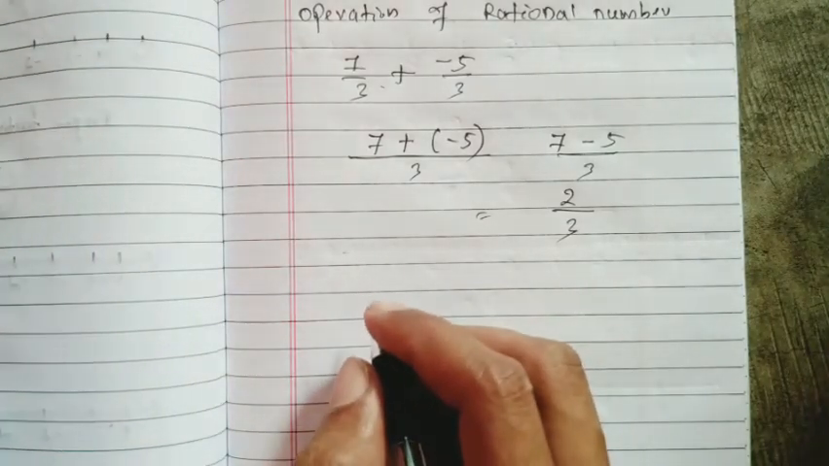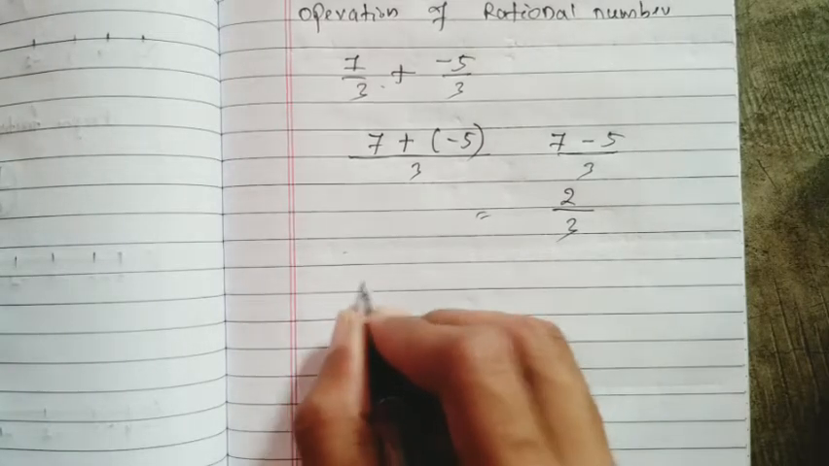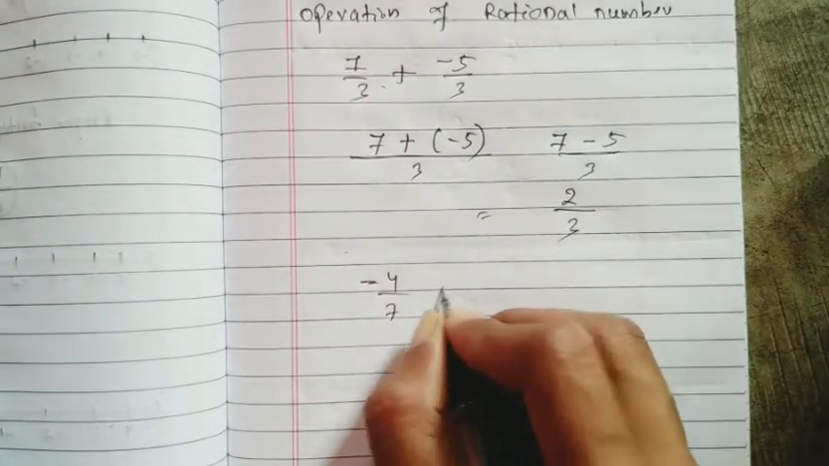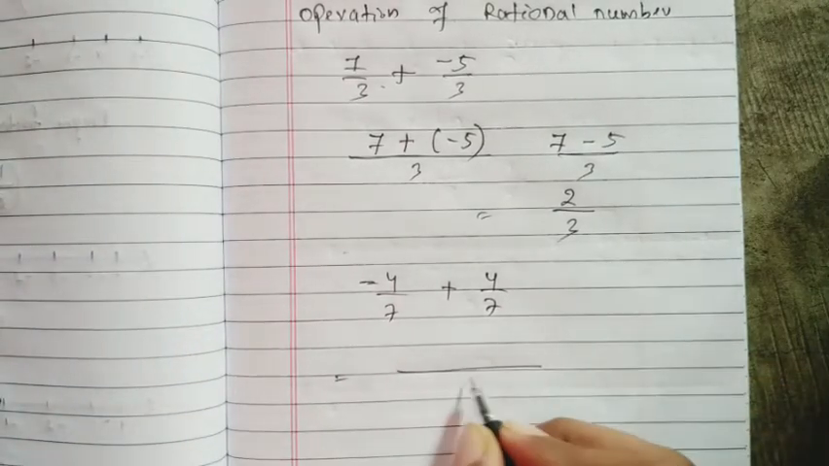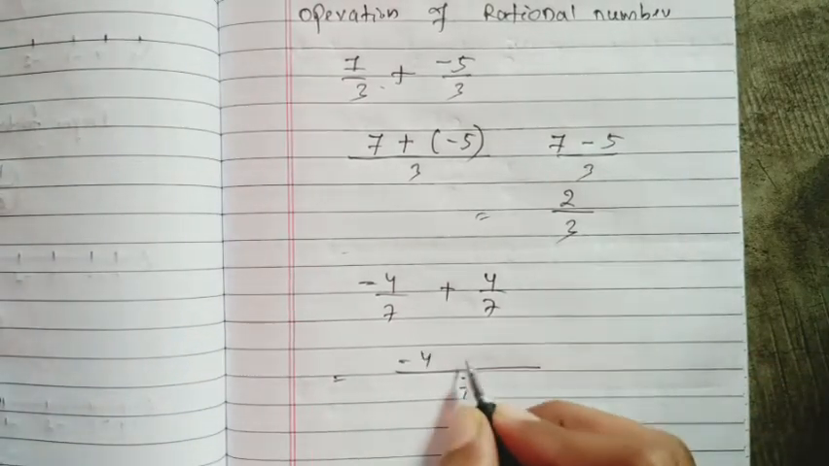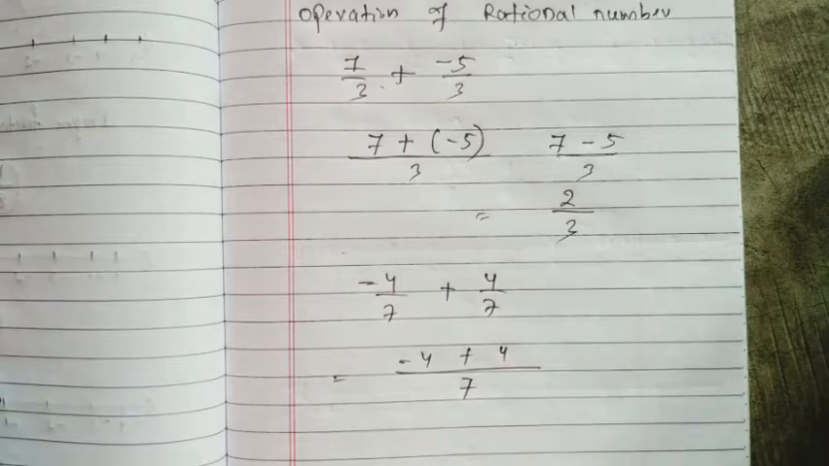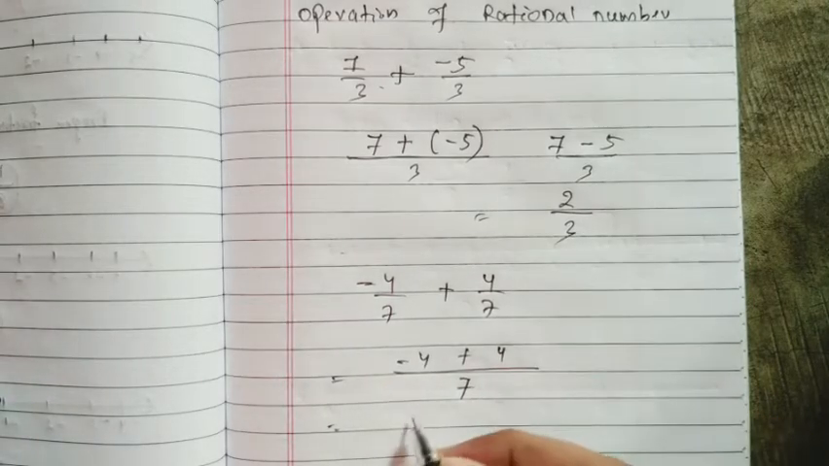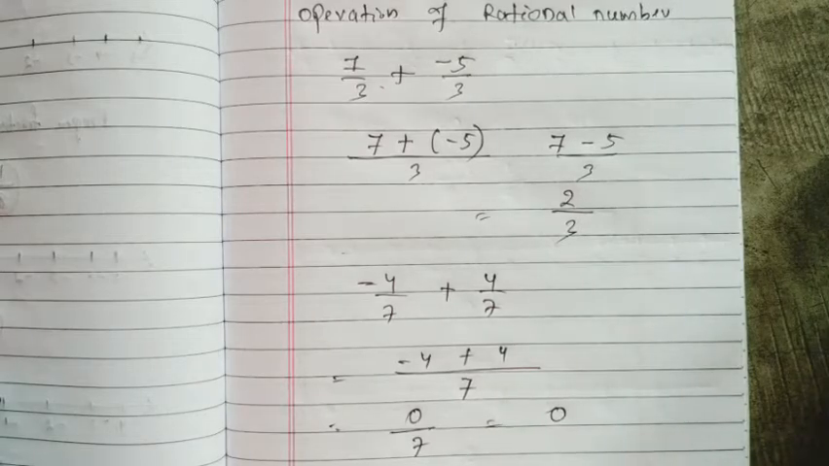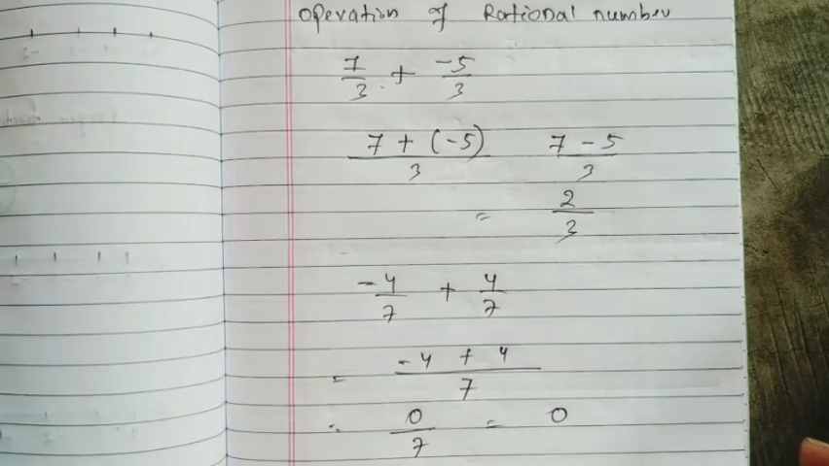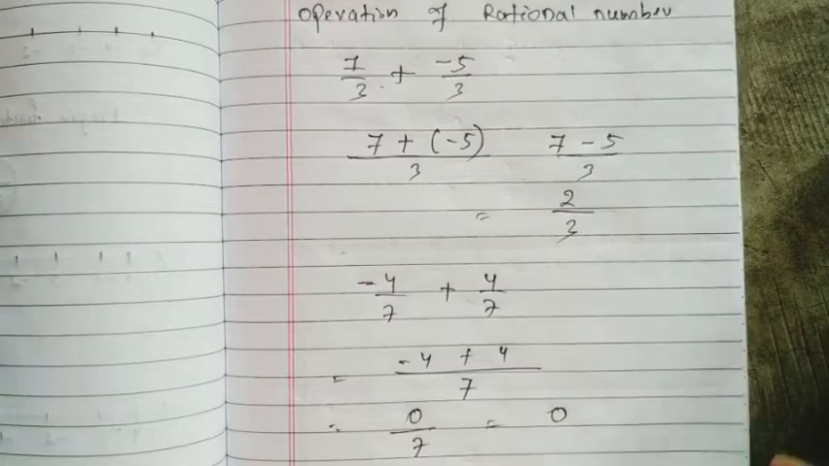Okay, let's take some more examples. Minus 4 by 7 plus 4 by 7. So the LCM is the same. Put the 7 here. Minus 4 plus 4, that is 0 by 7. So the answer will be 0. Clear to all of you? Operation with rational numbers. This is the addition part.